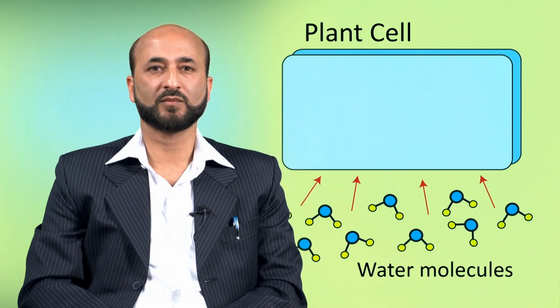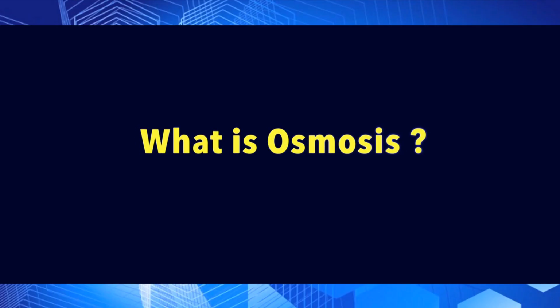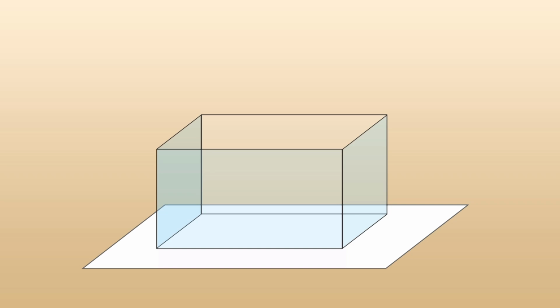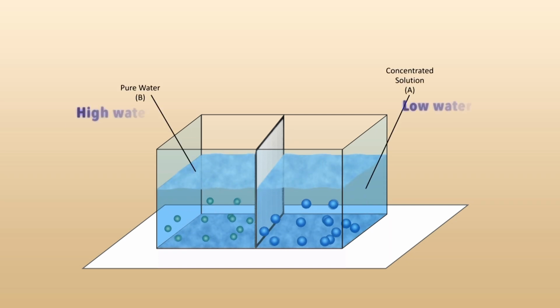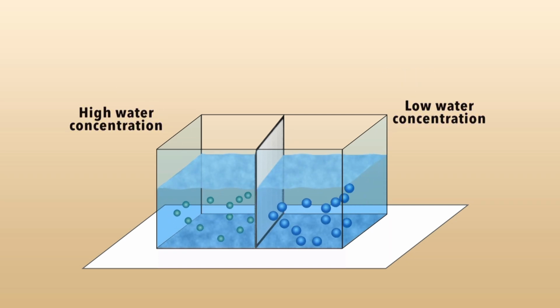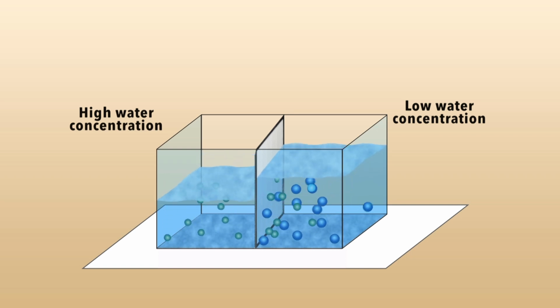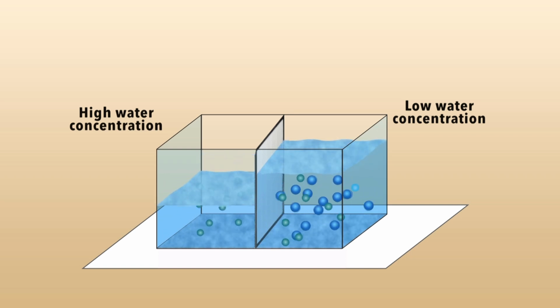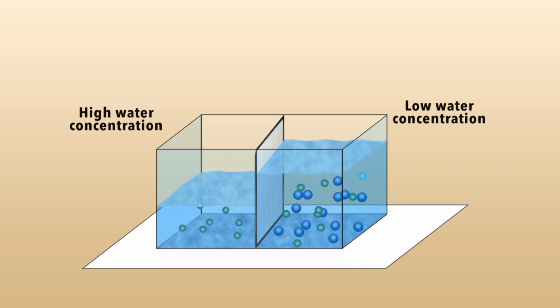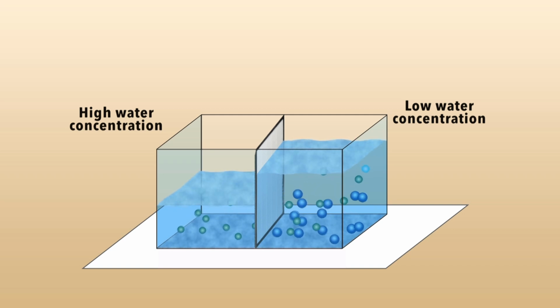Let us now take osmosis. What is osmosis? It is actually a special type of diffusion through a selectively permeable membrane. Simply, osmosis is the movement of water from a region of higher water concentration to a region of lower water concentration through a selectively permeable membrane.